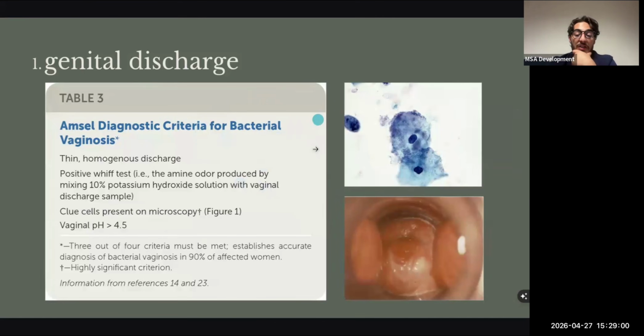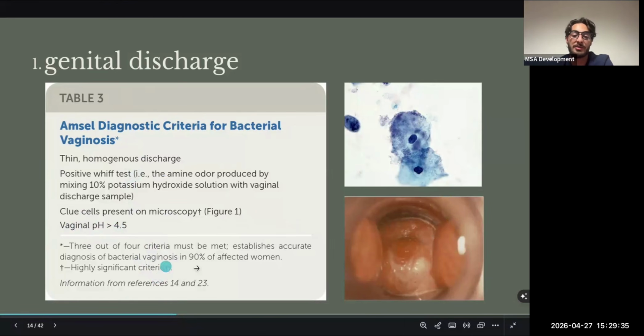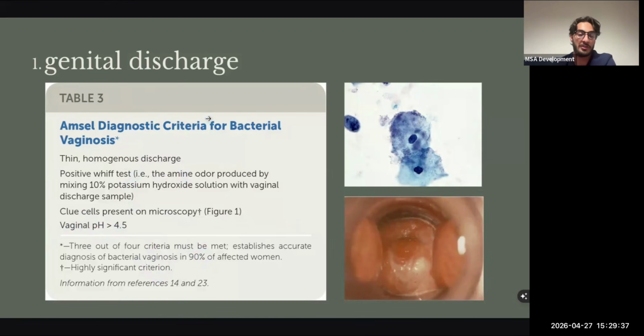All right, so what's the diagnosis? How do you diagnose it? You use Amsel diagnostic criteria. So you need three out of these four criteria. There has to be a thin homogeneous discharge, usually gray. All right, positive whiff test, which is the amine odor that's produced by mixing the potassium hydroxide with the vaginal discharge. The clue cells here, and a higher than normal vaginal pH. I don't want to say basic because greater than 4.5 would still technically be acidic. It would just be more basic compared to the normal vaginal pH. All right. And if you get three out of these four criteria, then 90% of the time this is a case of BV, bacterial vaginosis.